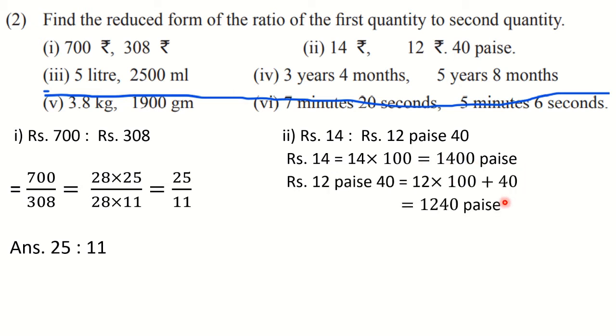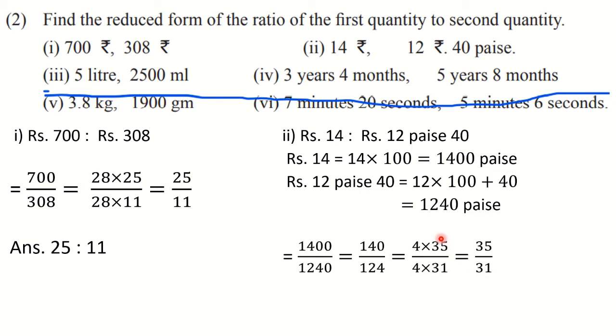Similarly, 12 rupees 40 paise we can write as 12 into 100, means these 12 rupees are converted to paise, plus these 40 paise are added. So the answer is 1240 paise. Now you can see that these two quantities are in same unit, and therefore now we can find out the ratio. We can write this as 1400 divided by 1240.